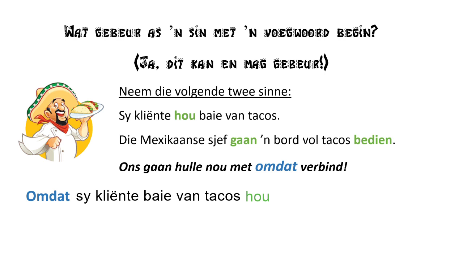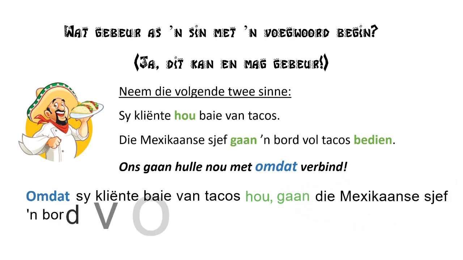This is the only time we move things around in the first sentence, is if we're starting with a conjunction. Now what happens? After that verb hou, we put a comma. Why do we put a comma? Because what we're going to do now is we're going to find the verb in the second sentence and move that to the front. And the first verb in the second sentence is gaan. So we're going to write gaan die Meksikaanse chef 'n bord vol tacos bedien.